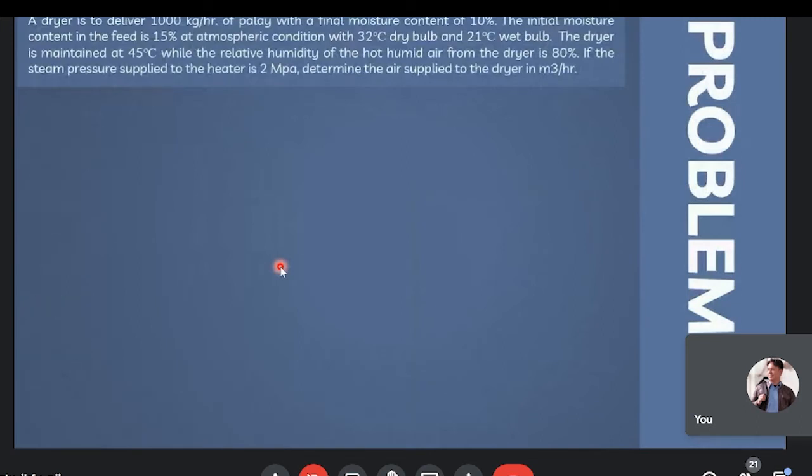So, next problem po is dryer is to deliver 1,000 kg per hour of palay with a final moisture content of 10%. The initial moisture content in the feed is 15% at atmospheric condition with 32 degrees Celsius dry bulb and 21 degrees Celsius wet bulb. The dryer is maintained at 45 degrees Celsius while the relative humidity of the hot humid air from the dryer is 80%. The steam pressure supplied to the heater is 2 megapascal. Determine the air supplied to the dryer in cubic meter per hour.